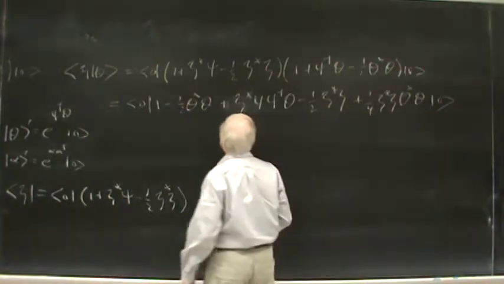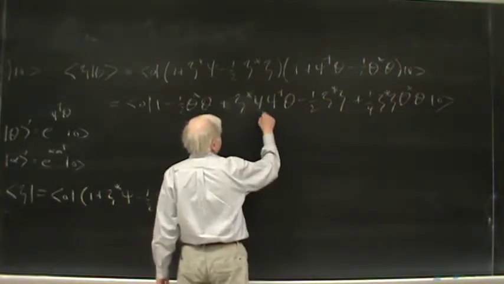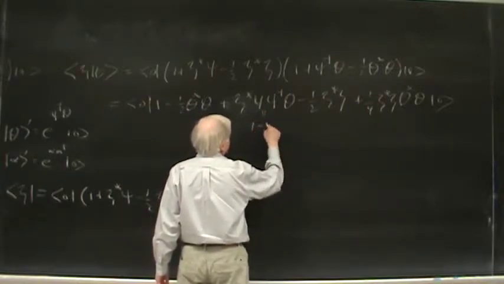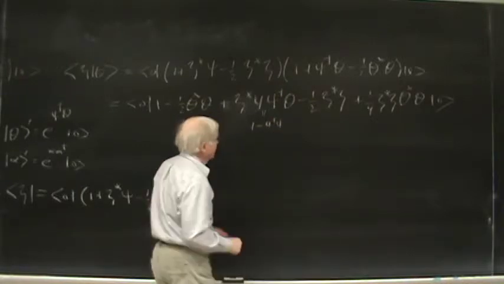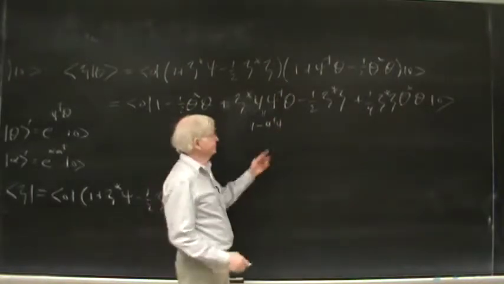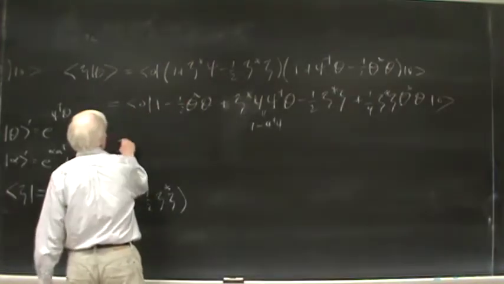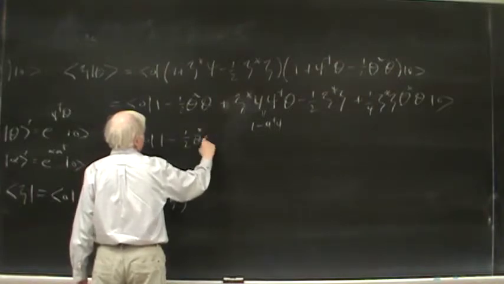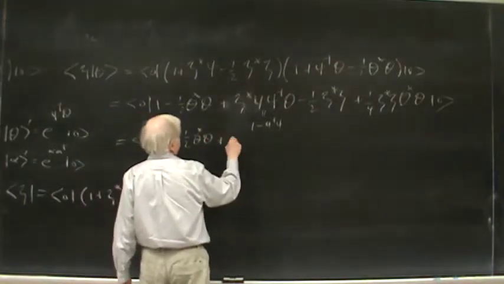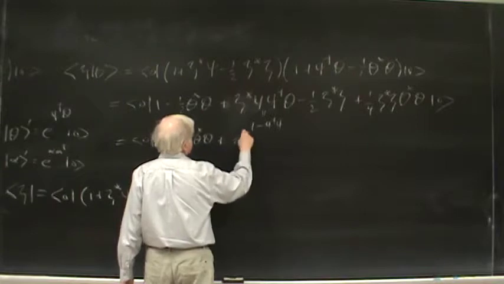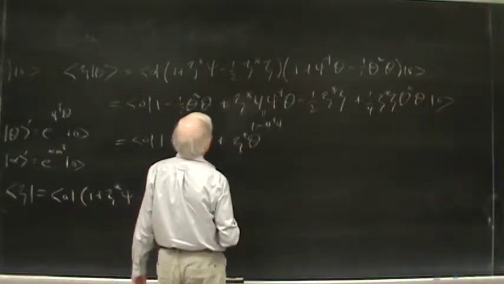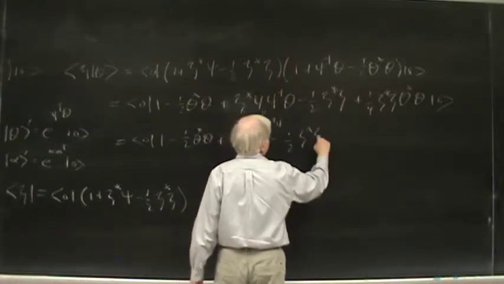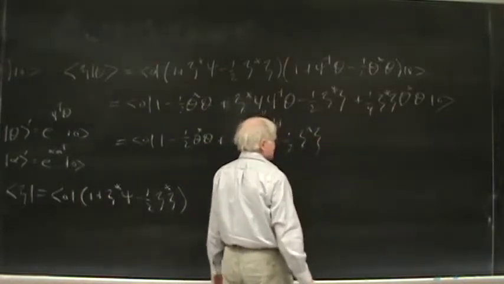and all this is inside the vacuum. Okay, well we can rewrite this as 1 minus psi dagger psi, and then this annihilates everything. Okay, so what we're left with is 0, 1 minus a half theta star theta, plus zeta star theta, minus a half zeta star zeta. Wow, that's some zeta.